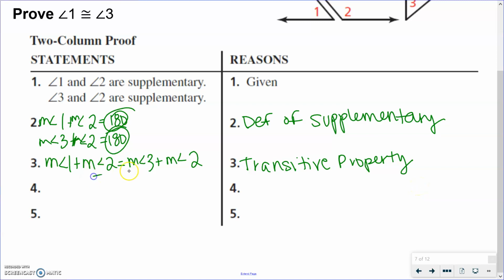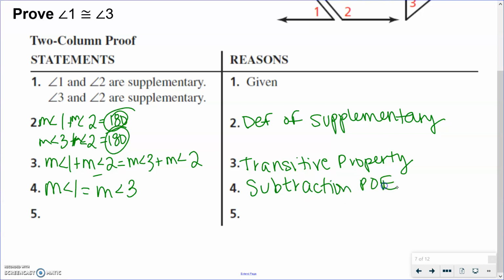Okay, and then I notice there's an angle 2 on both sides here, so I can subtract that from both sides and say the measure of angle 1 equals the measure of angle 3, and that's the subtraction property of equality. Okay, and then angle 1 is congruent to angle 3. Okay, and so that's the definition of congruent angles.